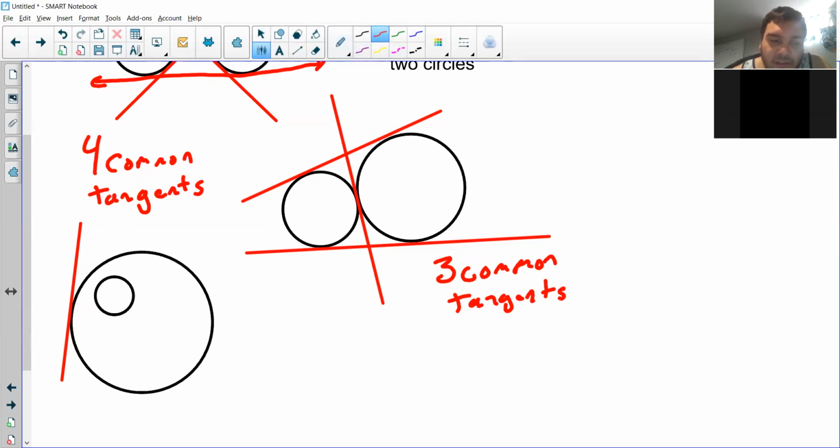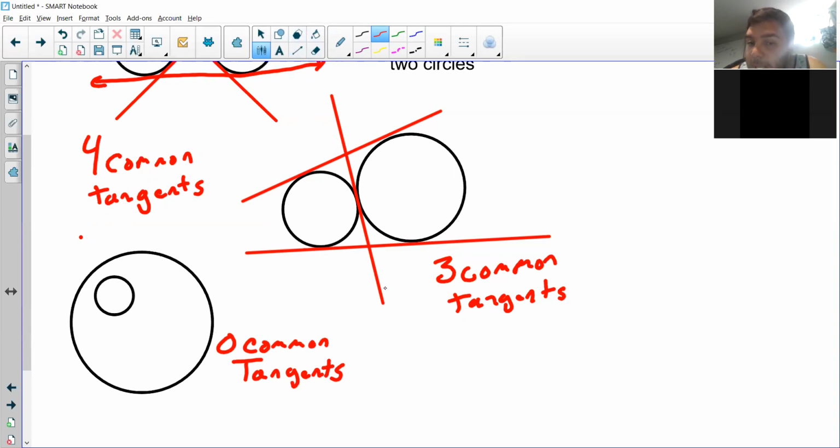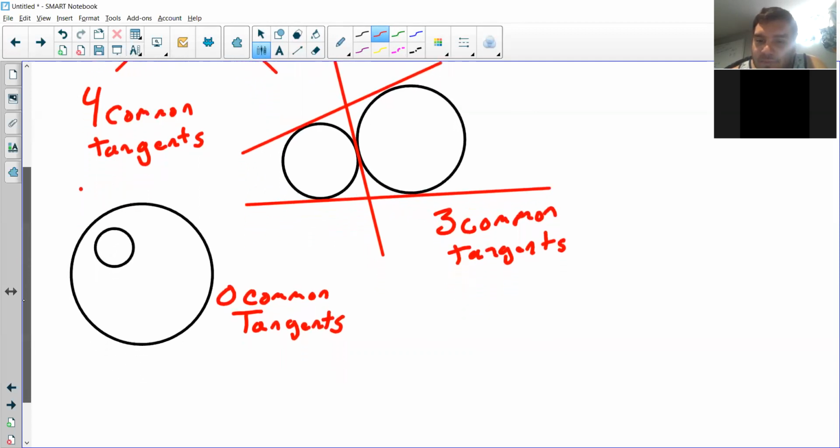So because a tangent line can't go inside a circle, that means when you have a circle inside another circle, there are, let me delete this so there's no confusion. That means that's 0 common tangents. So circle in a circle, 0 common tangents.